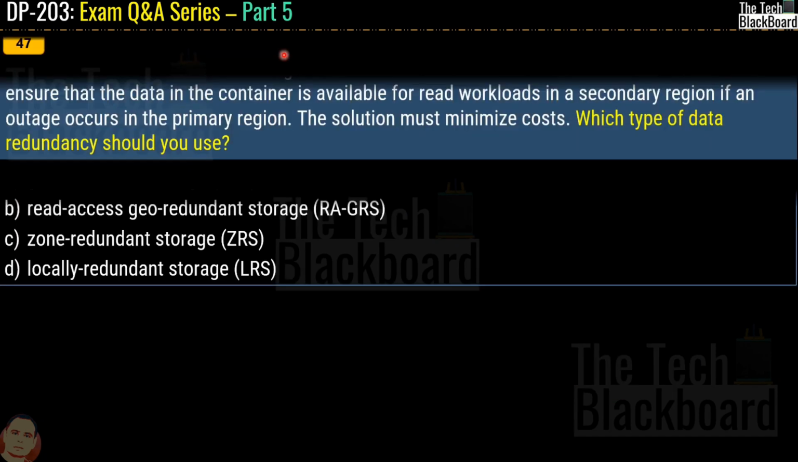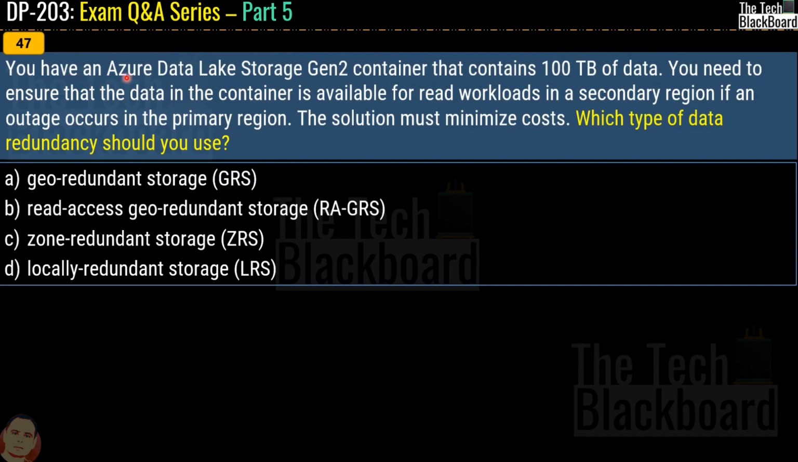Now let's jump to question number 47. The question says that you have an Azure Data Lake Storage Gen 2 container that contains 100 TB of data. You need to ensure that the data in the container is available for read workloads in a secondary region even if an outage occurs in the primary region. The solution must be of minimum cost. Which type of data redundancy should you use? Your options are GRS or geo-redundant storage, read access geo-redundant storage, zone redundant storage, or locally redundant storage.